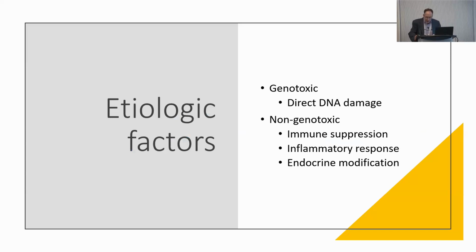So there's a lot of etiological factors that can drive carcinogenesis. They can be genotoxic, which implies they cause direct DNA damage. And these are things like radiation, UV light, or reactive oxygen species. They can also be non-genotoxic, that do not directly damage the DNA, but disrupt biological processes like the immune system, inflammatory responses, or endocrine systems. And in this case, we're maybe talking about medications that we want to look at increasing or decreasing cancer risk.